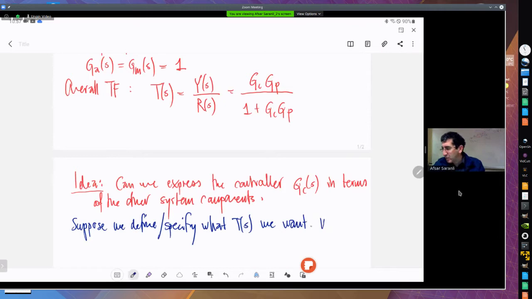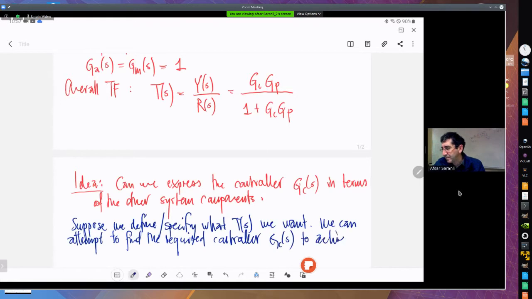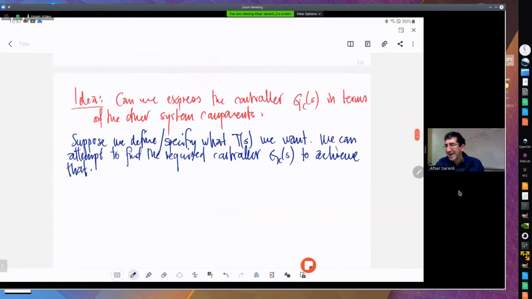In that case, we can attempt to find the required controller GC of S to achieve that. That is why this is called a direct design.